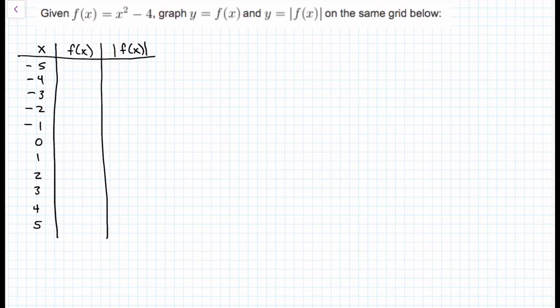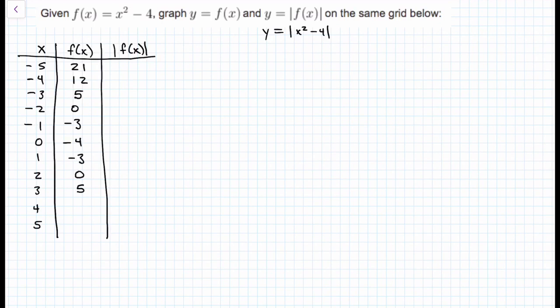So I've already set up my x values. I'm going to use all integers from -5 to +5, and I'm going to sub them into each function. So y equals absolute value of f of x, it's worth noting, is really just y equals the absolute value of x squared minus 4. Now I'm going to sub all those x values into f of x and then into absolute value of f of x. So first, subbing -5 in, -5 squared is 25, minus 4 is 21. -4 squared is 16, minus 4 is 12, and I just keep on going down the list like this.